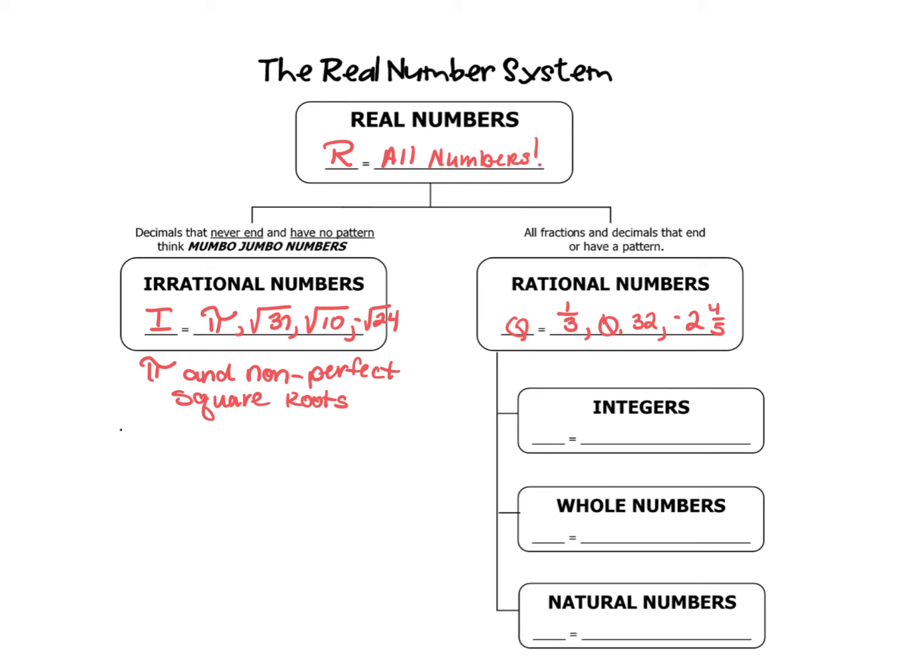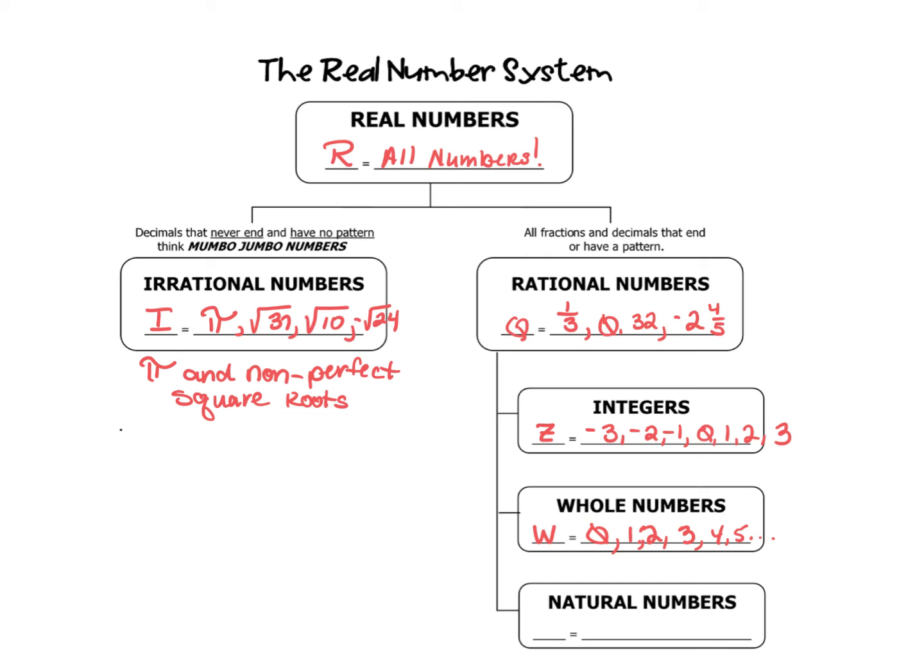Integers are indicated with the letter Z, and they are the negative numbers, 0, and the positive numbers. Whole numbers are 0, 1, 2, 3, 4, 5, and on into infinity.